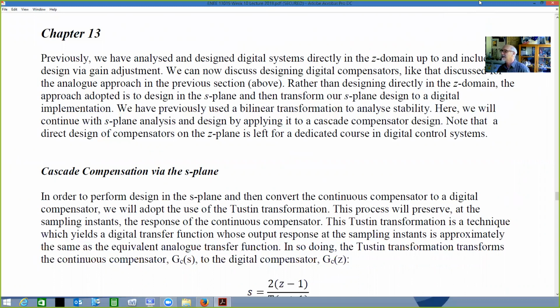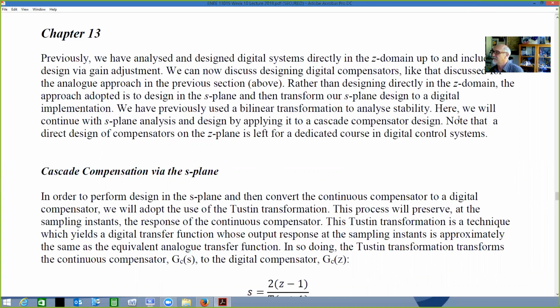So we can now discuss designing digital compensators like that discussed for the analog approach. Rather than designing directly in the Z domain, the approach adopted is to design in the S plane and then transform our S plane design to a digital implementation. We previously used a bilinear transformation to analyze stability, and we'll look at that. Here we'll continue with the S-plane analysis and design by applying it to a cascade compensator design. Note that a direct design of compensators on the Z-plane is left for a far more dedicated course on digital control systems. This is just an introductory.